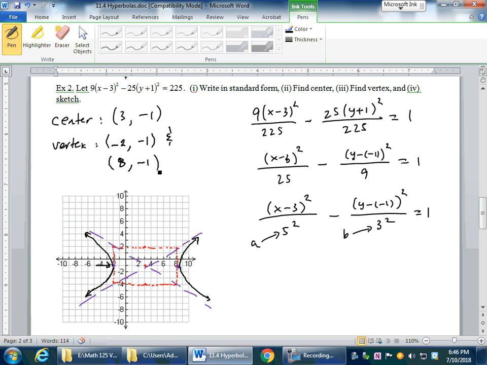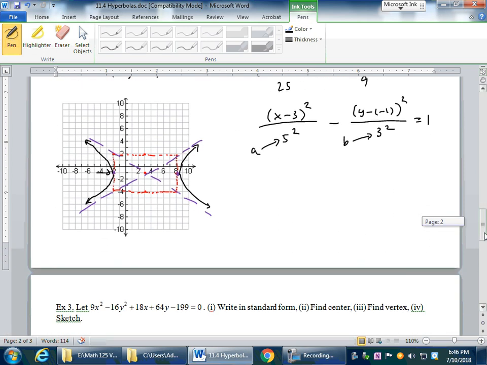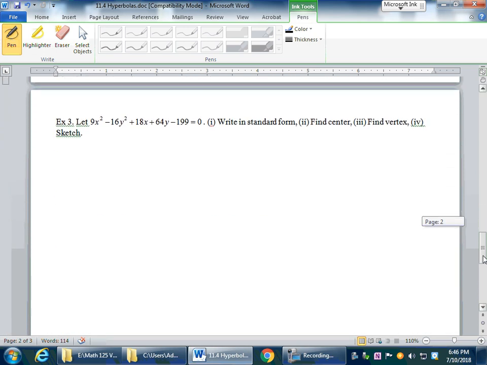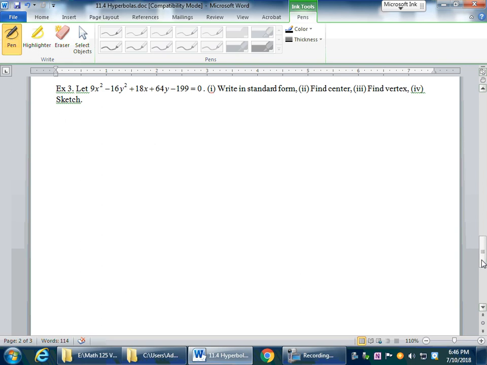So the next example that we're going to look at is where you need to complete the square to get the standard form. Right? So let's talk about example number 3. To complete the square, first I'm going to rearrange my x variable part. So it'll be 9x squared plus 18x. And then arranging my y variable part, 16y squared plus 64y, equal to 199, adding to both sides.